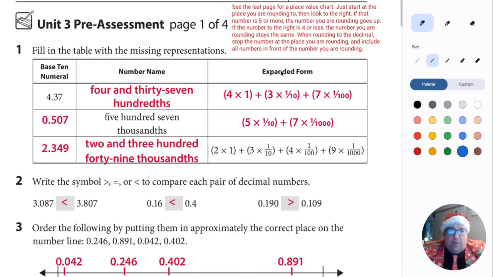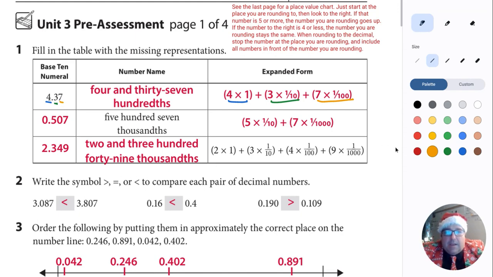Now the expanded form, we're just, again, relating that to that place value chart. So if I have 4 ones, that's going to be 4 times 1, right? 3 tenths. That's 3 times 1 tenth. And then 7 hundredths, well, that's 7 times 1 hundredth. So notice the decimal is here, and then we get to our fraction parts, our decimal parts, okay?